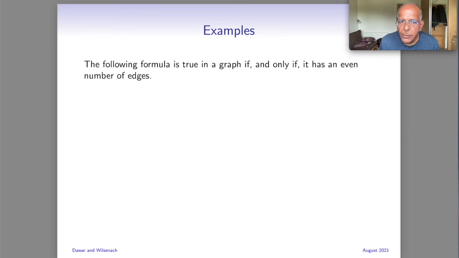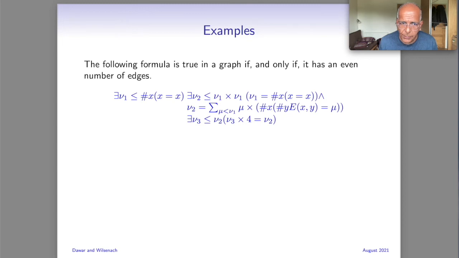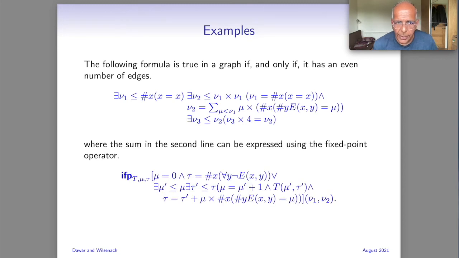Here's some examples. They're a little bit complicated to write out, but it'll illustrate this syntax with an example. Here's a formula for writing down that a graph has an even number of edges. And this is something you cannot do in fixed point logic. It's an exercise why you can't do it. It's actually just a simple adaptation of the perfect matching example we saw. In fact, in full, here it is.